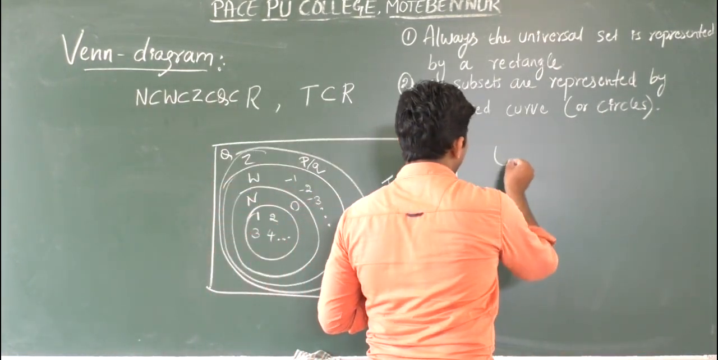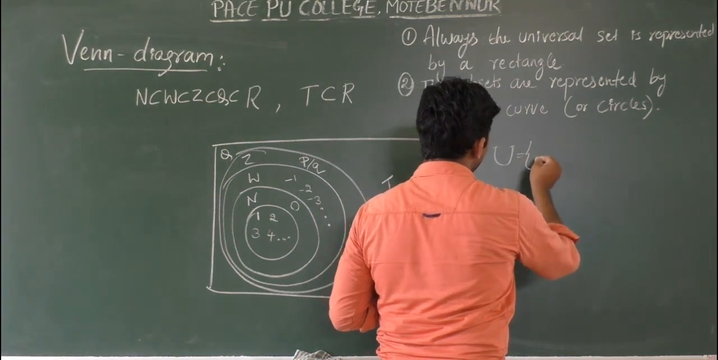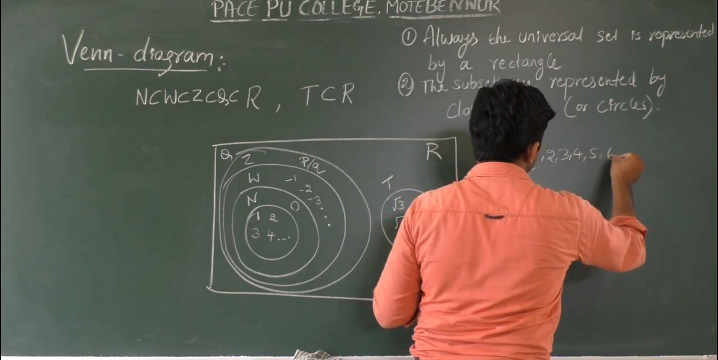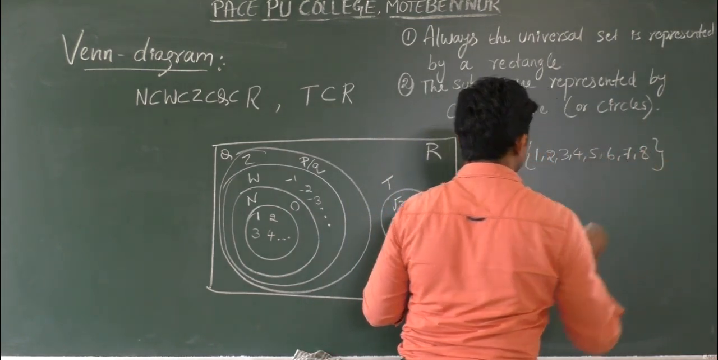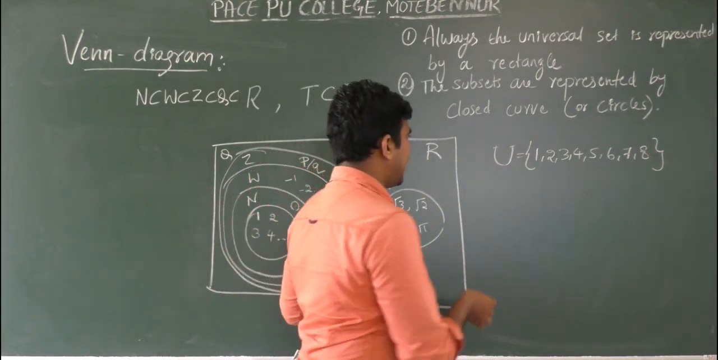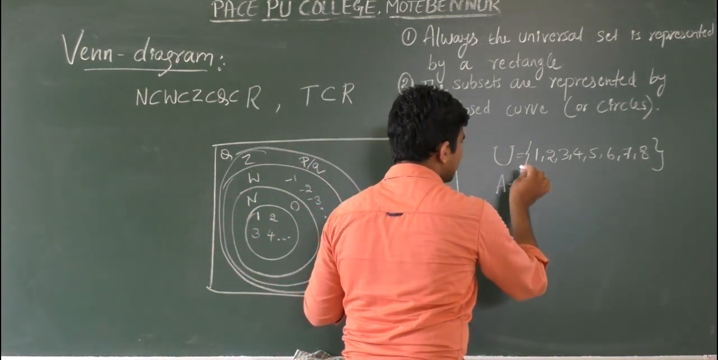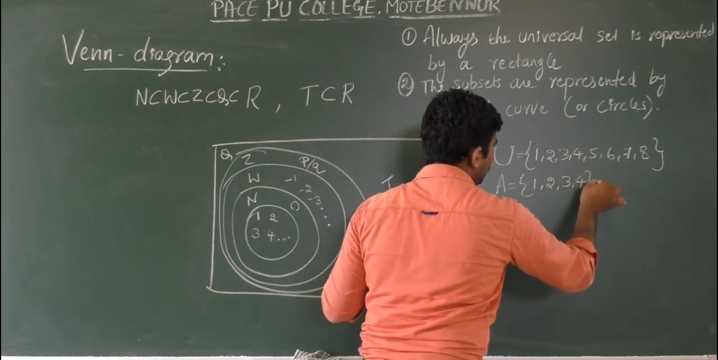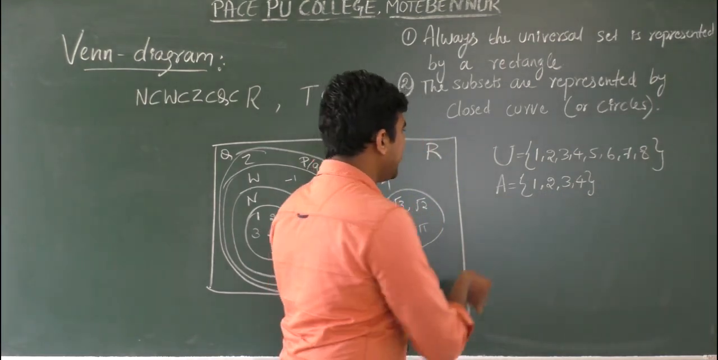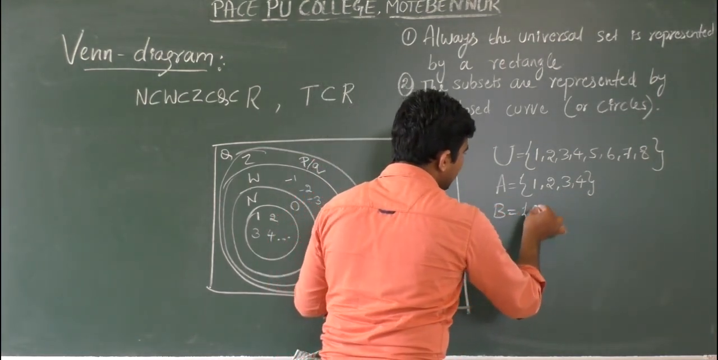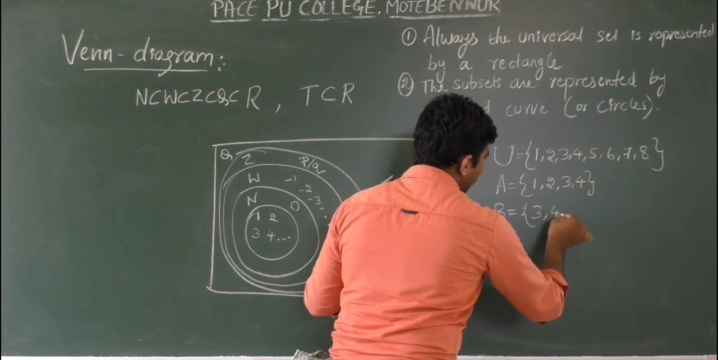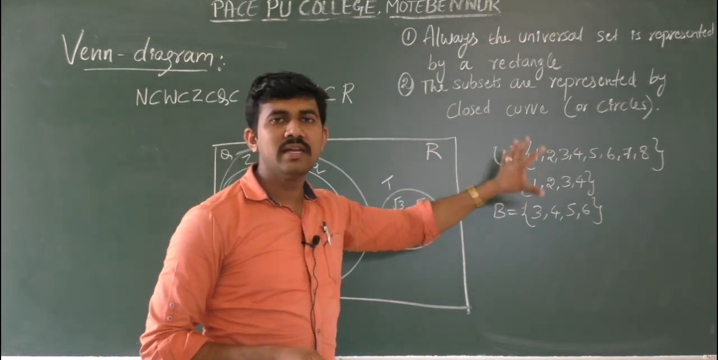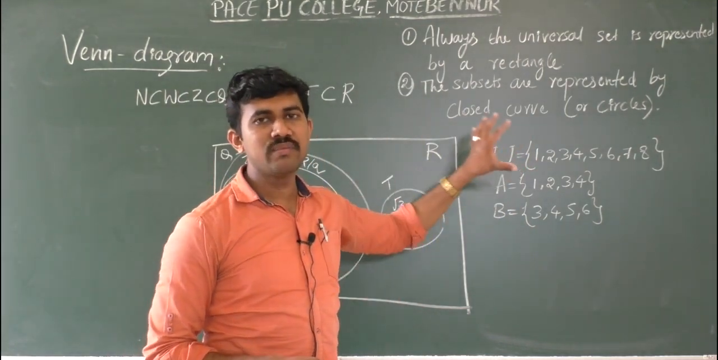Let me have a universal set U equal to the set of all 1, 2, 3, 4, 5, 6, 7, 8. This is the universal set I'll consider. And then I'll consider two subsets of this universal set: A is equal to the set of all 1, 2, 3, 4, and B is equal to the set of all 3, 4, 5, 6. Now show this in a Venn diagram.